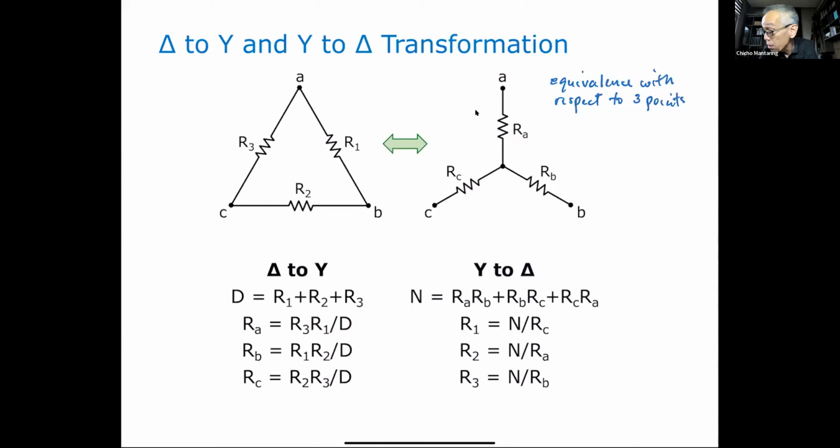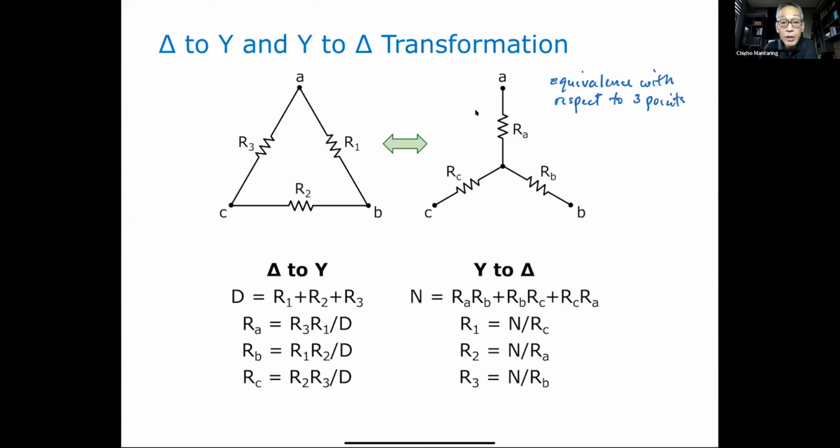Same thing with RB. The resistors connected to B in the delta are R1 and R2. So R1 R2 over my denominator. And then C, the resistors connected to C in the delta are R3 and R2. So R2 R3 divided by my denominator. So that's converting from the delta to the Y. When I convert now from the Y to the delta, the other way around, I have a common numerator.